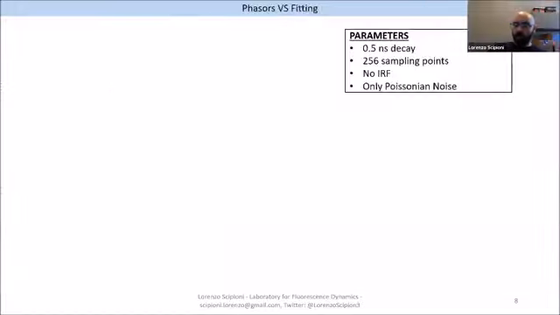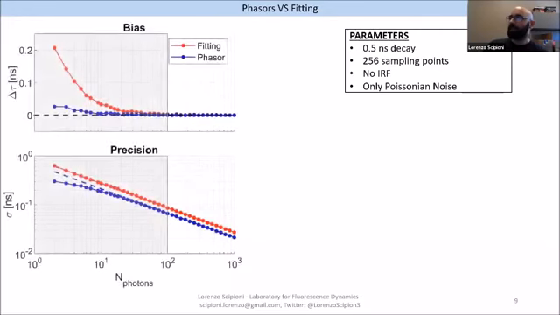So why do we care about this? We can do unmixing, we can do fitting, we can do whatever. There's a reason why we go through all this trouble. It's because if you take a look at what the fitting does and what the phasor approach does, you will see that the phasor will have a much lower bias when you have a very low number of photons.